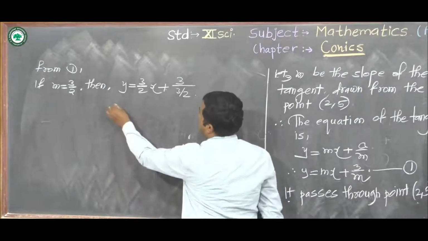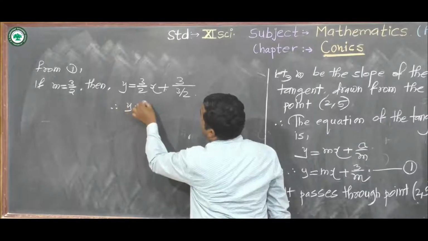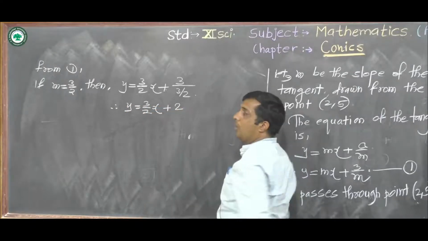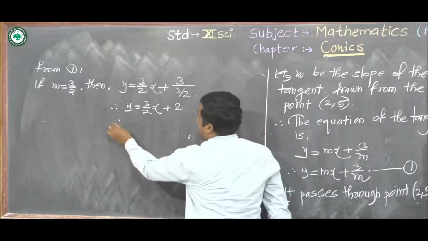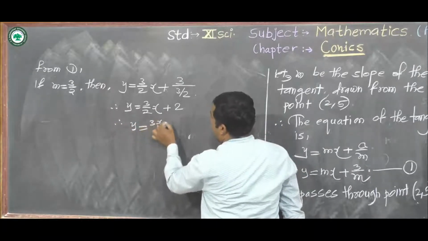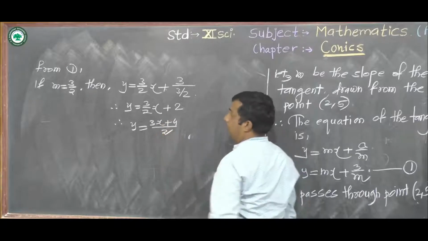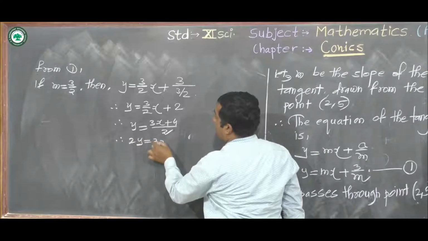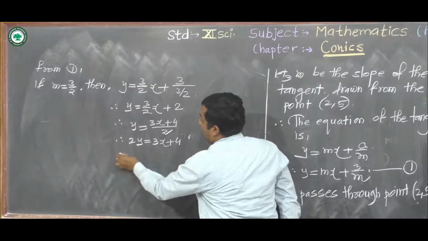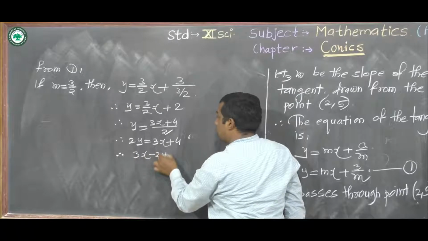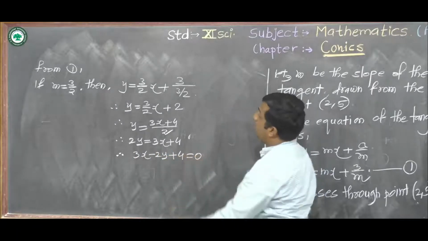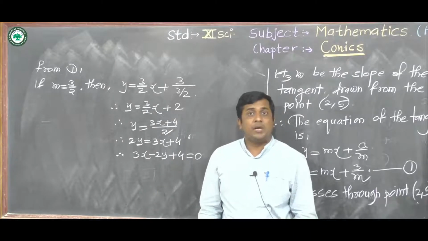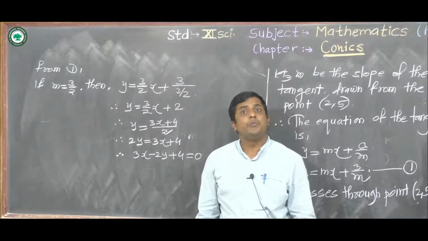If we solve this expression, we get y is equal to 3/2 x plus 2. Then in the next step, y is equal to (3x plus 4) upon 2, so 2y is equal to 3x plus 4. In the last step, 3x minus 2y plus 4 is equal to 0. This is the first equation of the tangent, and this tangent passes through the point (2, 5).